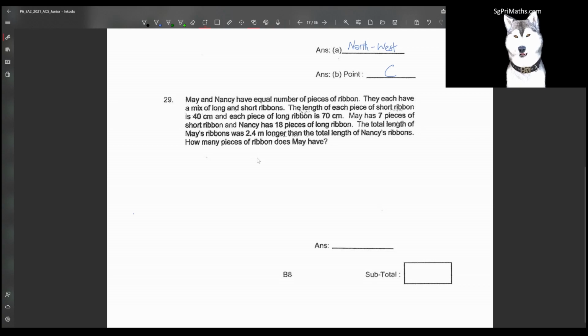Question 29. May and Nancy have an equal number of pieces of ribbon. They each have a mix of long and short ribbons. The length of each piece of short ribbon is 40 cm, and each piece of long ribbon is 70 cm. May has 7 pieces of short ribbons and Nancy has 18 pieces of long ribbon. The total length of May's ribbons was 2.4 meters longer than the total length of Nancy's ribbons. How many pieces of ribbons does May have?